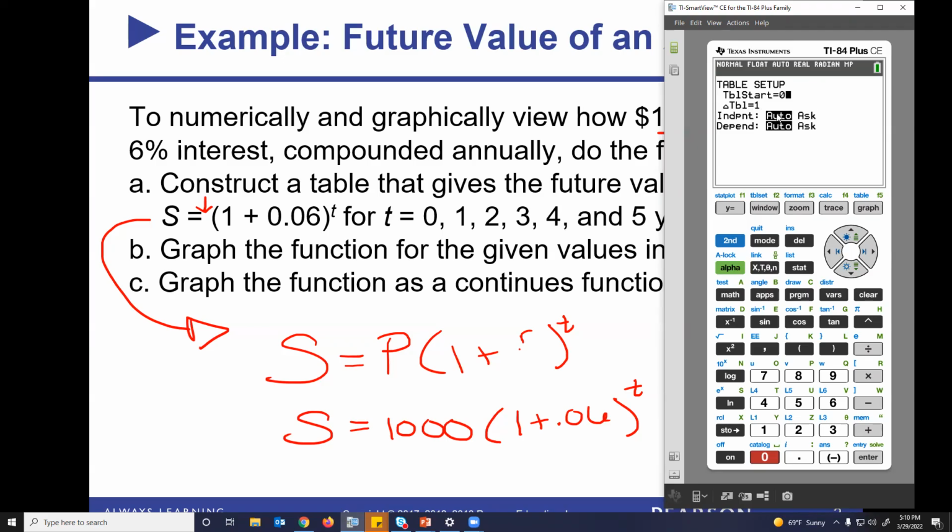So this is kind of where, and I had these both set to auto. If you put it to ask, you have to put in stuff in, and it doesn't make it as easy if you don't know what you're looking for. So until you're really comfortable with this, I just say go ahead and put it auto and automatically populate it.